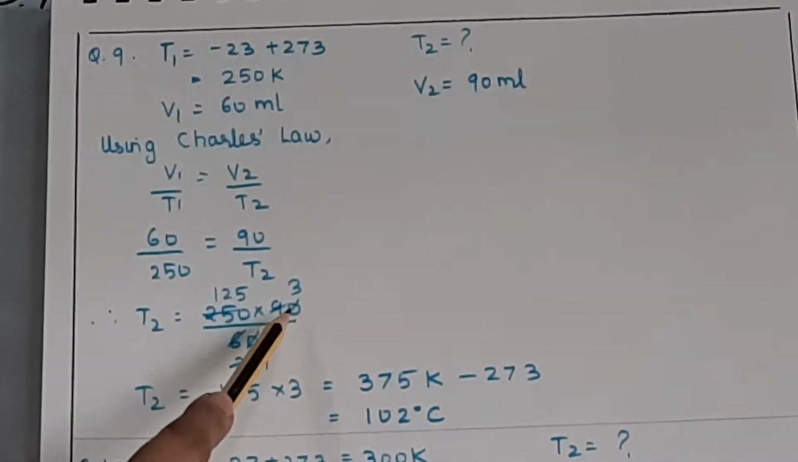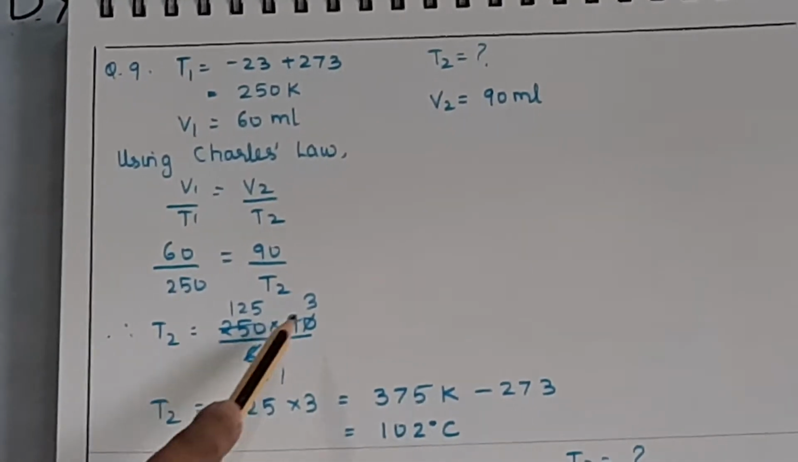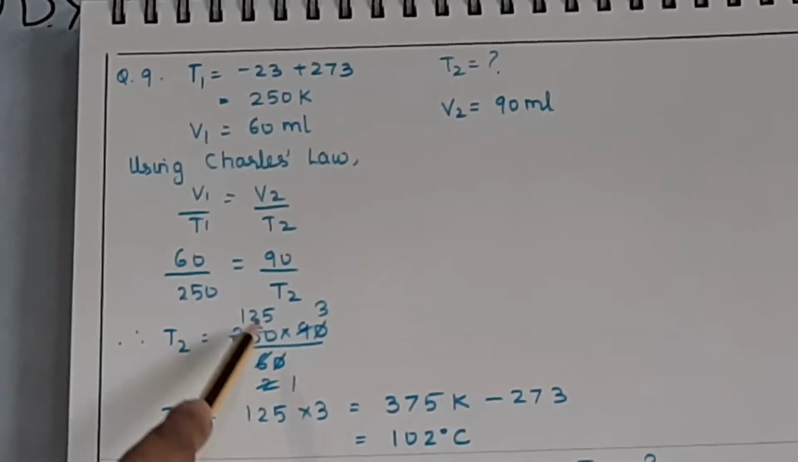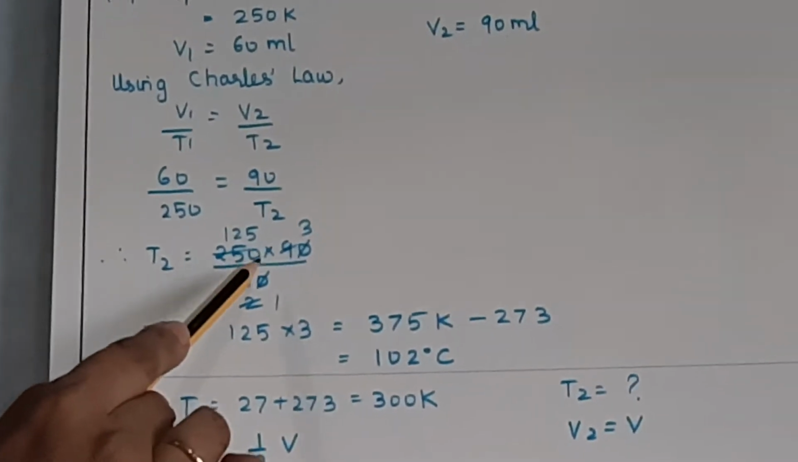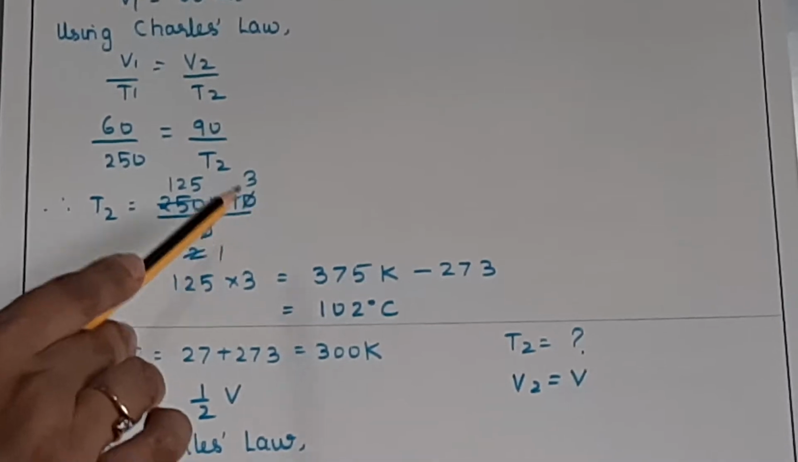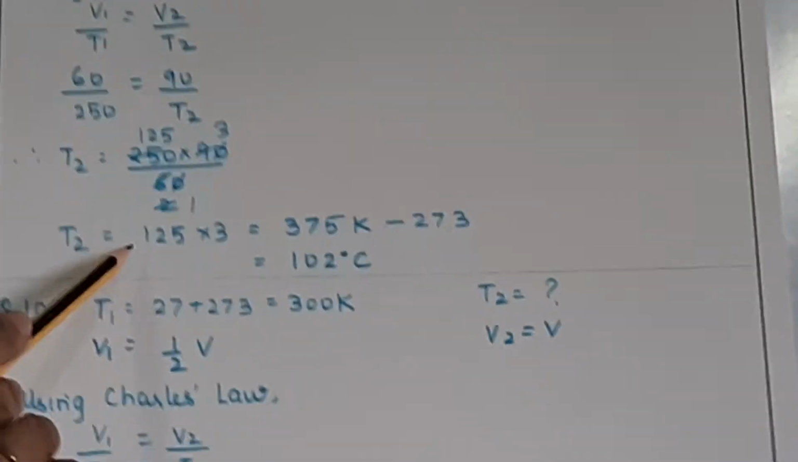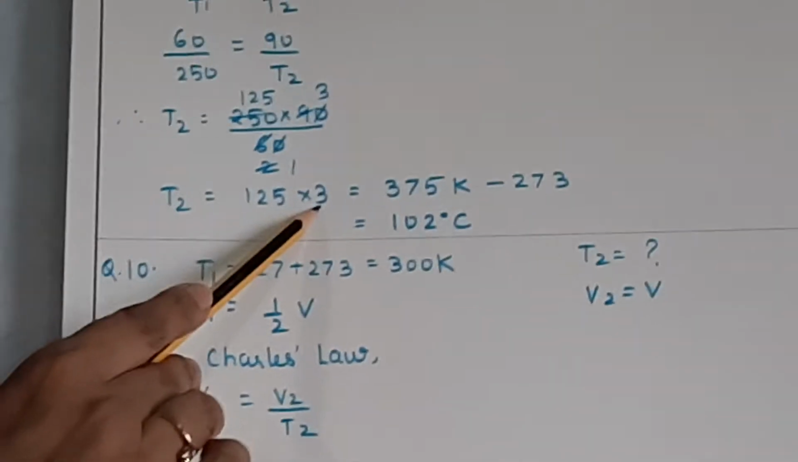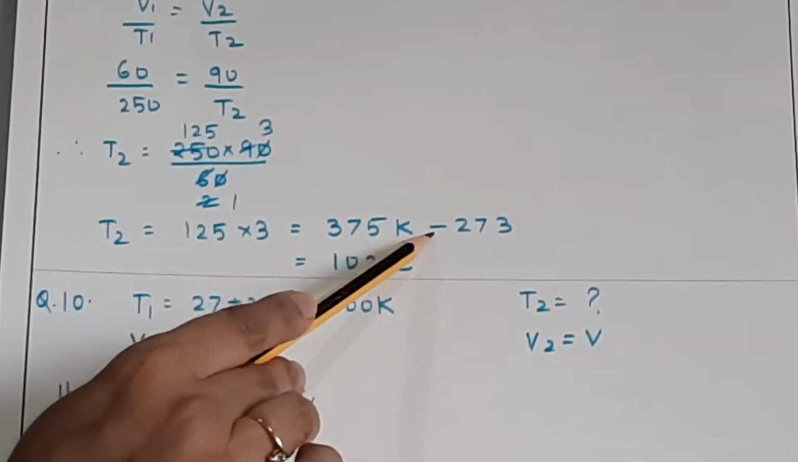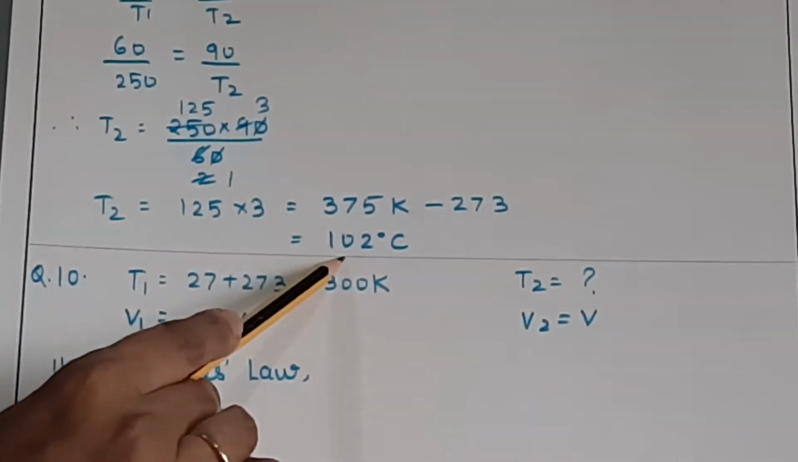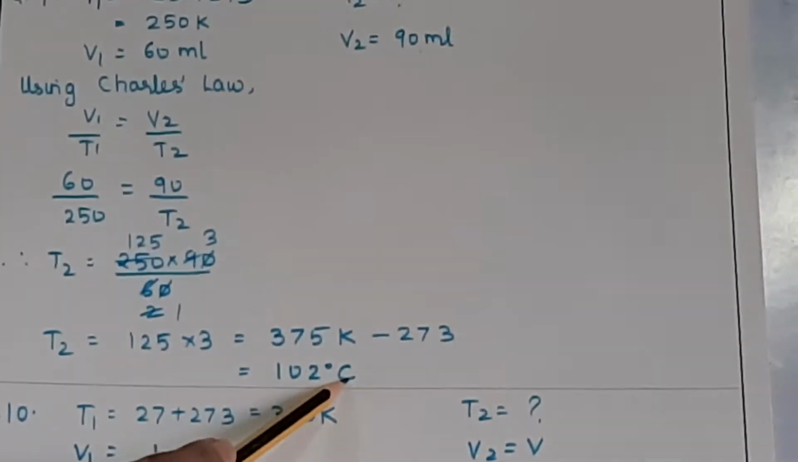Now this I have just cancelled here. 3 2s are 6, 3 3s are 9, and these are divided by 2. Go on reducing the terms till they are no longer divisible. So T2 will be 125 into 3, which is nothing but 375 Kelvin. Now minus 273, which comes to 102 degrees Celsius.